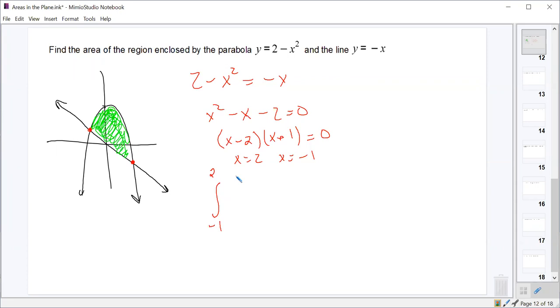2 minus x squared. And then minus -x dx. So subtract the bottom one. And we could probably just integrate that right now. What's the integral of 2? That's 2x minus x cubed over 3. And then this becomes a plus x, right? So that's plus x squared over 2 from -1 to 2. Good or no?